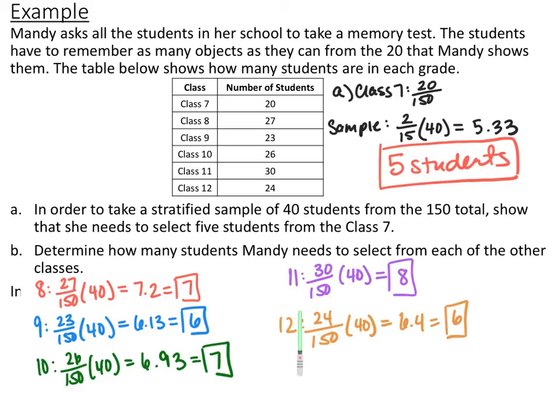Grade 11, 30 out of 150 times 40, so 8 students from grade 11. And then lastly, grade 12, 24 out of 150 times 40, and that's 6 students. If you actually add up all 6 of these numbers, it only adds up to 39 instead of 40. That's okay. That's going to happen sometimes in stratified sampling, just based on the way we have to round. It's not going to be perfect.